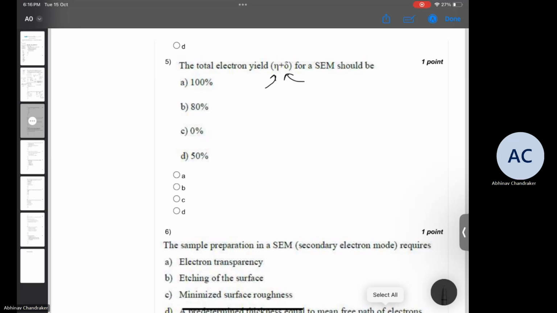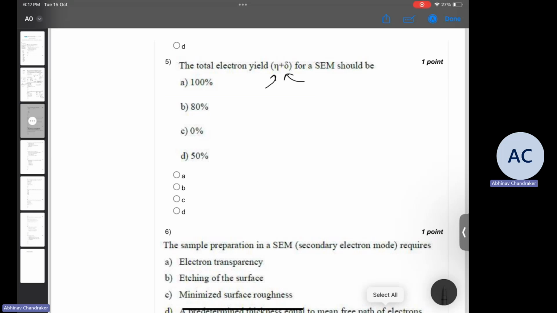But we also know that when you're doing SEM, you want your sample to be neutrally charged. There should be no charge. For that, either the sample should be conductive, so that if any charge accumulation is happening, it is immediately getting conducted away, or the electron yield should be maintained such that there is no accumulation of charge.